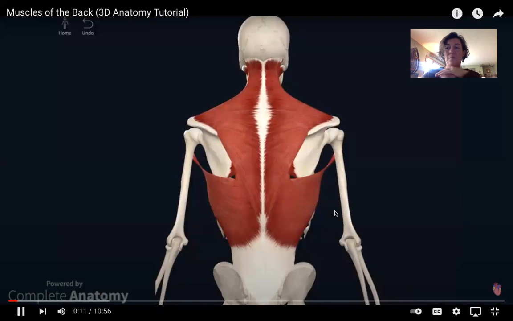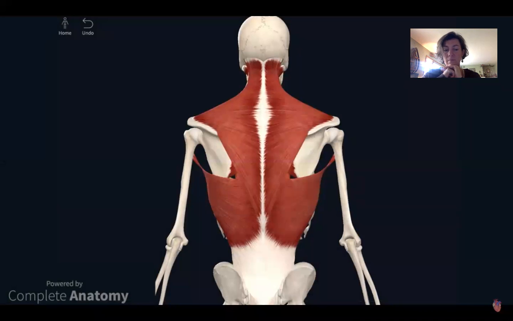Hey, I'm James, and in this video I'm going to discuss the musculature of the back. The main focus of the video is on the arrangement of the muscles.